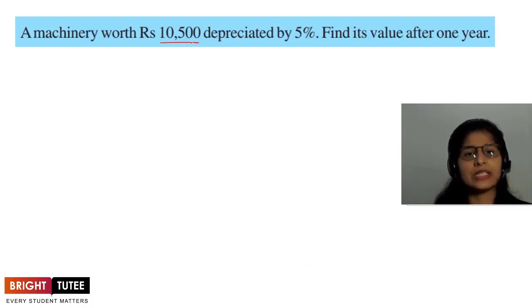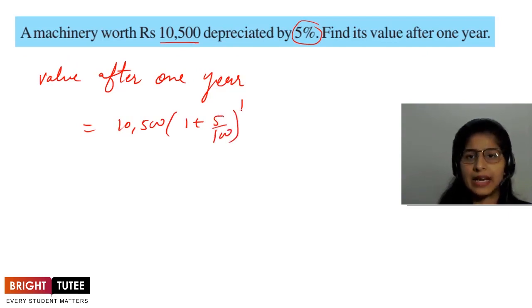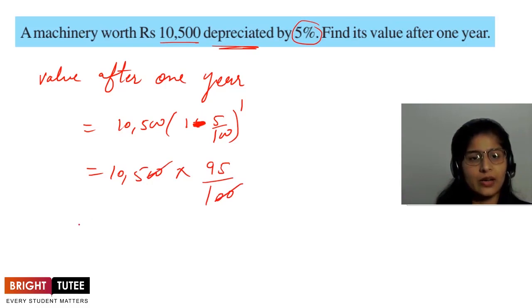A machinery worth rupees 10,500 depreciated by 5%. So directly you can calculate 5% of 10,500, and then you can tell the value after 1 year. Or you can use value after 1 year will be equal to 10,500 into 1 plus 5 upon 100, that is the rate, to the power n, that is 1. But it is depreciated, so instead of plus, what should we use? We should use a minus sign here. So 10,500 into 100 minus 5 is 95 upon 100. So 100 and 100 got cancelled.